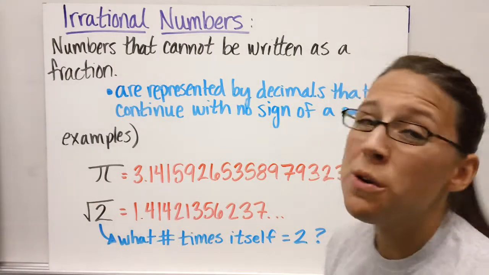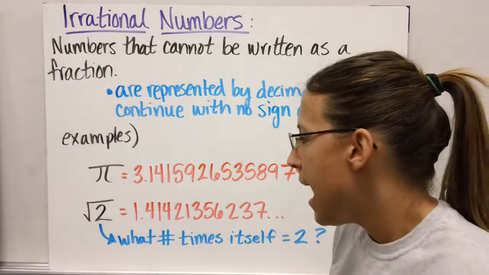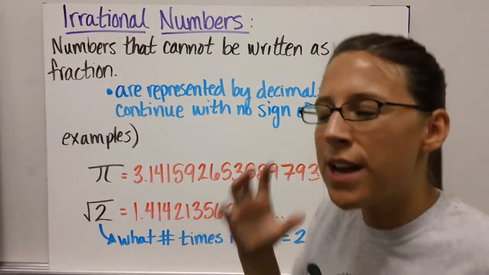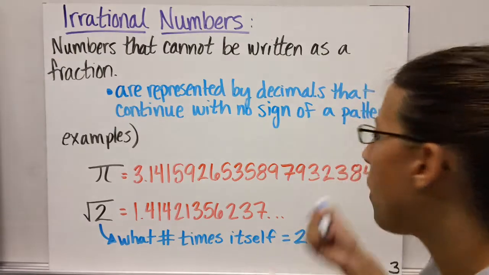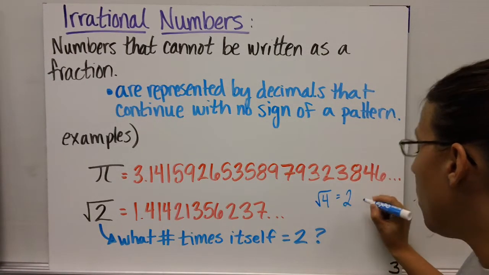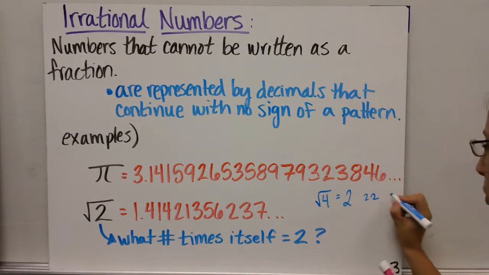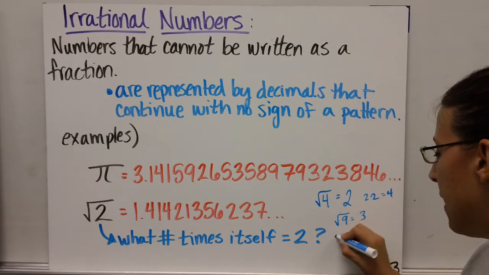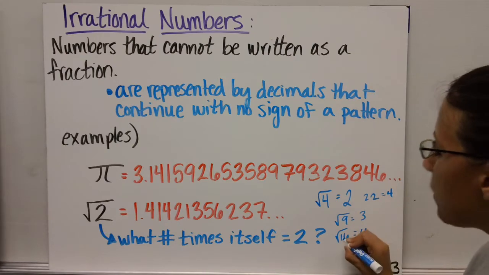The square root of 2 is also another common, popular irrational number. And if you're unfamiliar with square roots, the square root of 2 means what number times itself would equal 2. Here are some other common square roots just to help you out. The square root of 4 is 2 because 2 times 2, or 2 squared, equals the perfect square of 4. The square root of 9 is 3. The square root of 16 is 4. Because 3 times 3 is 9, 4 times 4 is 16.